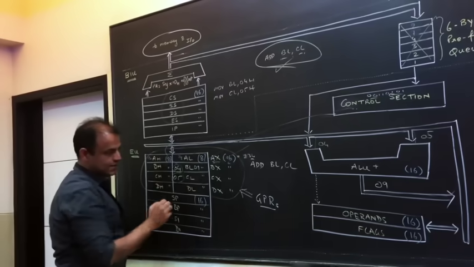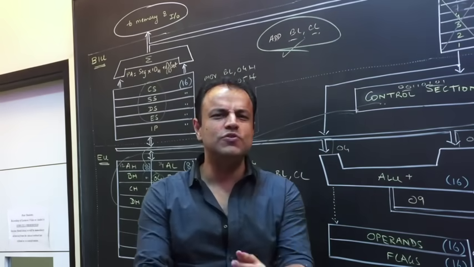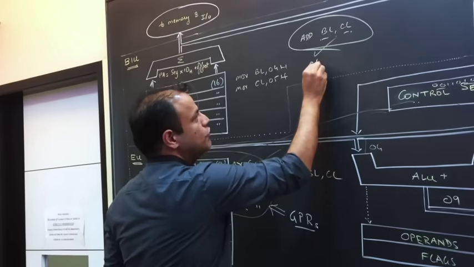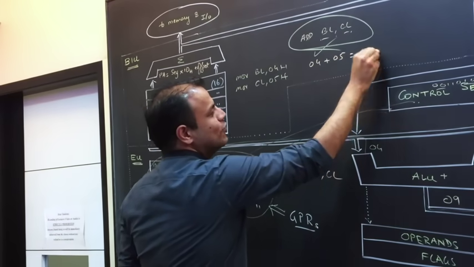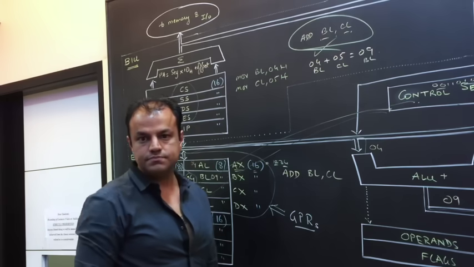Okay. So these are registers. Let's play with the registers a little more. Now I know you understood. I know it's been a long video. Just 2-3 minutes. Just want you to understand it completely. I wanted to add 04 and 05. Answer was 09. We did it using BL and CL. The result came in BL.